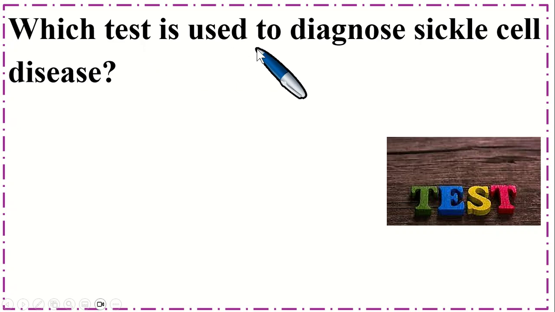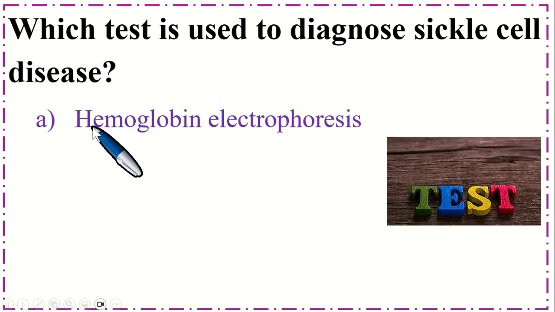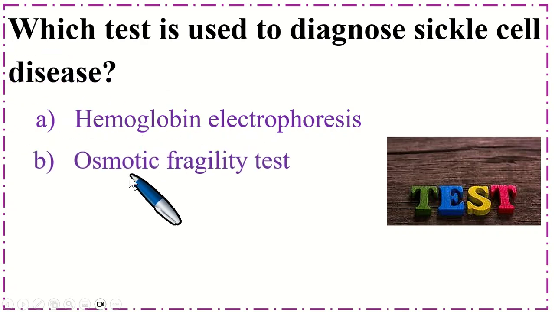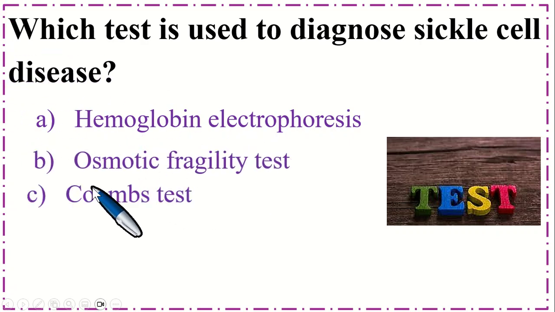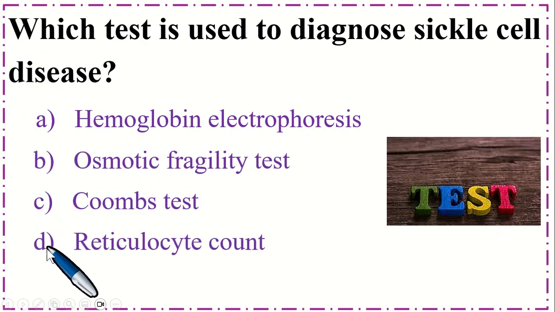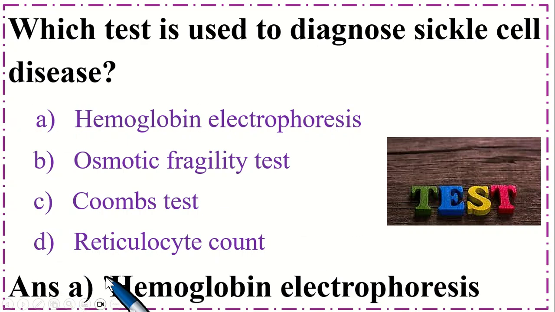Which test is used to diagnose sickle cell disease? Option A hemoglobin electrophoresis, B osmotic fragility test, C Coombs test, option D reticulocyte count. So the correct option is A hemoglobin electrophoresis.